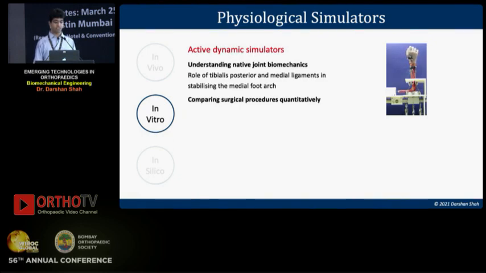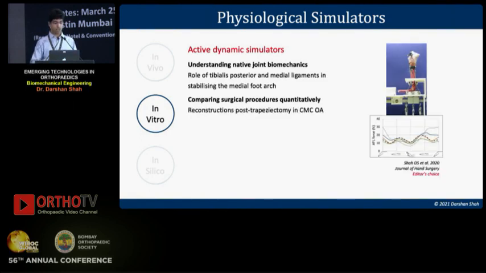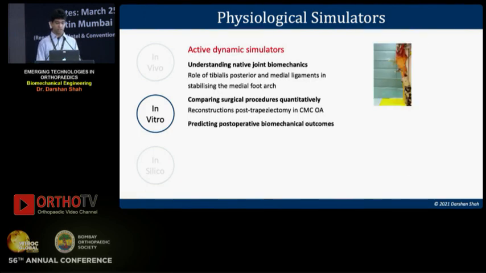This is a wrist simulator which can be used to objectively compare surgical procedures, wherein you have a lot of subjectivity going on. For example, we compared different post-trapeziectomy surgeries for carpometacarpal osteoarthritis, and we could objectively compare which surgery is better on what parameters. So once again, it was an editor's choice paper in a clinical journal.